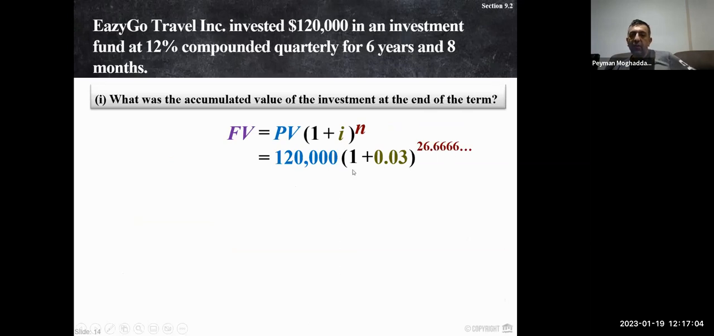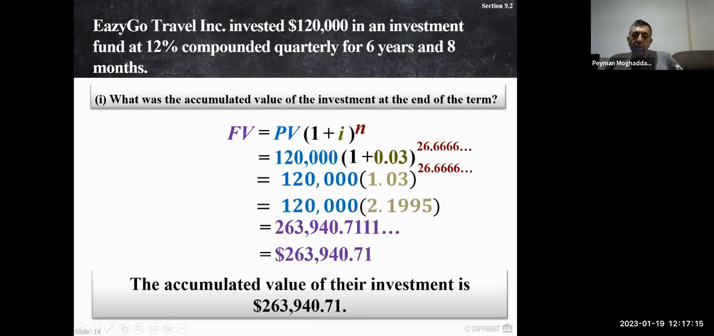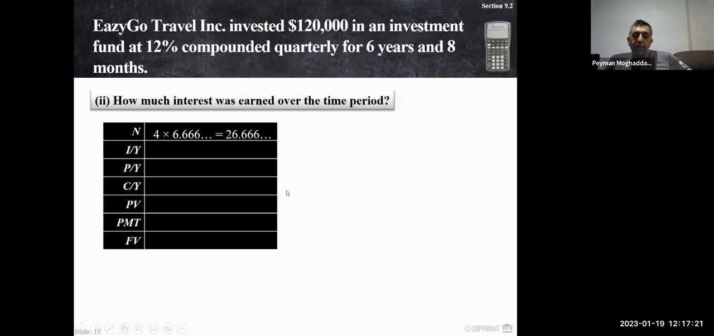Okay, so that's very easy in the calculator. It's 1.03 to the power of 26.666. You calculate this and multiply by 120,000. It's going to be 263,000 whatever. So that's going to be the accumulated value. You can also do that in the calculator. Make sure that n in the calculator is the number of compounding periods, not the years. You have to multiply the number of years by the compounding frequency, so it's the number of compounding periods.